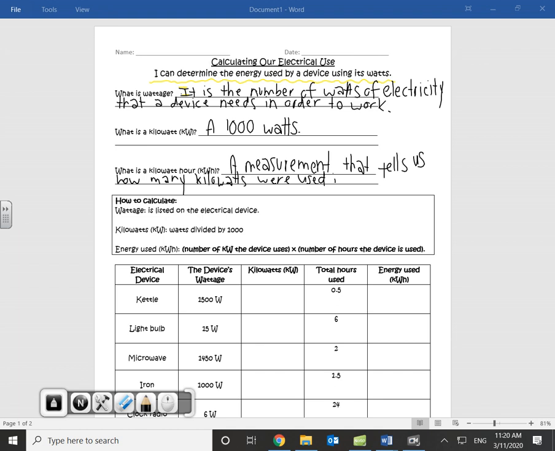So basically to figure out how much energy a device is using, all we need to do is know its watts and then how long we were using that device for, and then we can actually figure out how much energy we used, how much real energy, which is actually really, really cool.